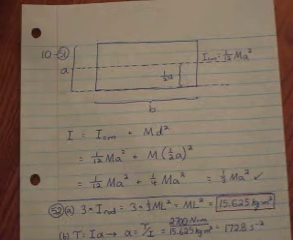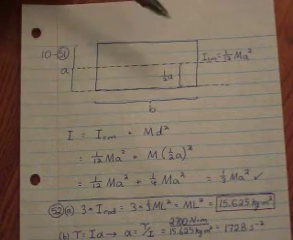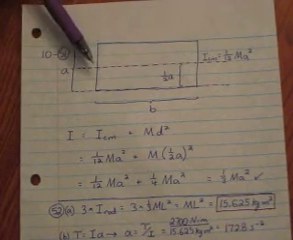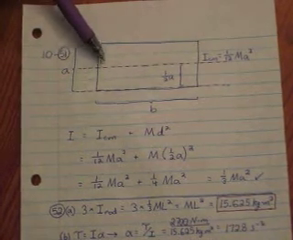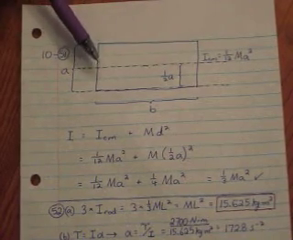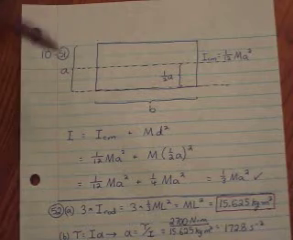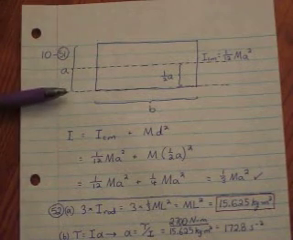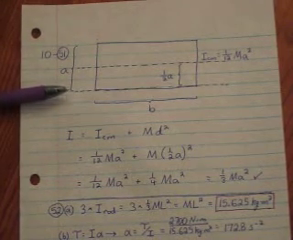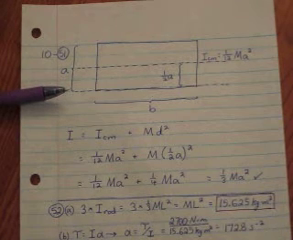Okay, so here's the drawing. We've got a and b. We've got our axis of rotation right through the middle, which is something we can look up in the chart. And we want to find the moment of inertia if the axis of rotation is through this side, this purple line right here.